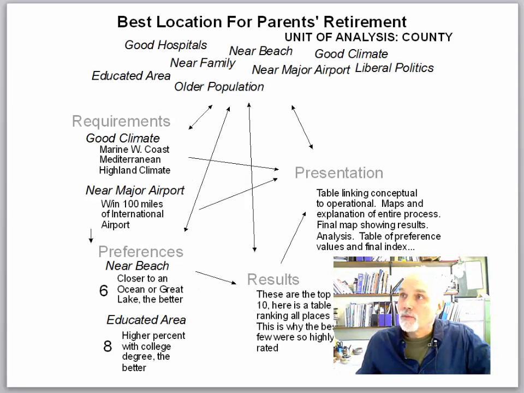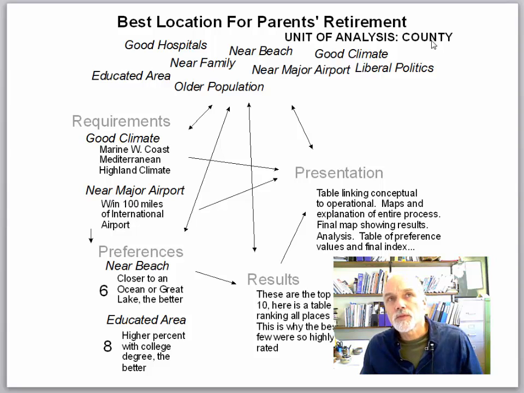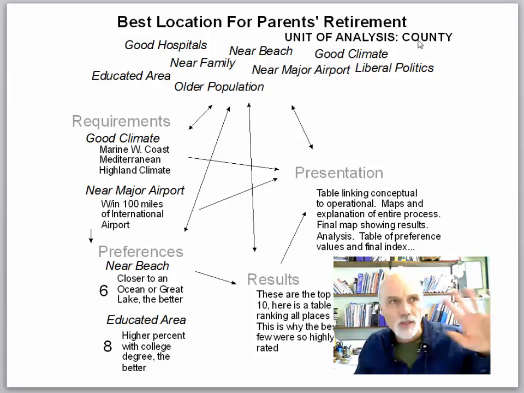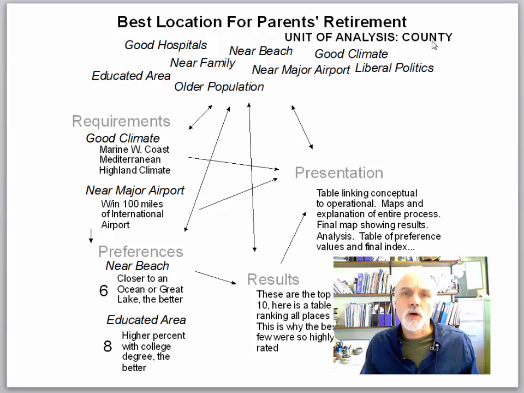And here's an example. A best location for parents' retirement. Unit of analysis will be county, so that's another decision that's going to be made. Now, in the conceptual stage, you just think, brainstorm, what would be good for them during retirement. They want to be near hospitals, they're in a higher educated area, they want to live near their family so they can visit, they might want to have a better climate and near an airport to travel, or what have you, all those things that you think about. You're not going to use them all, but try to find the most important ones.